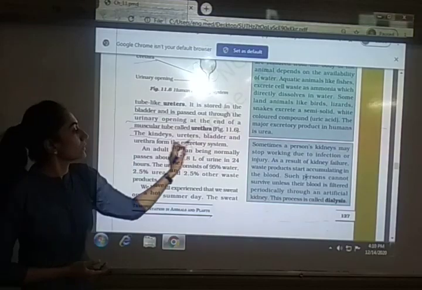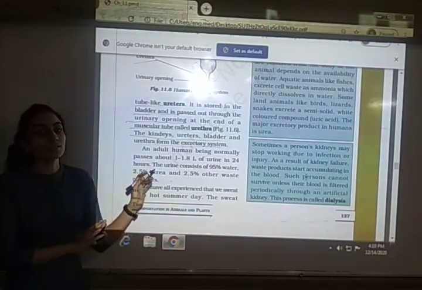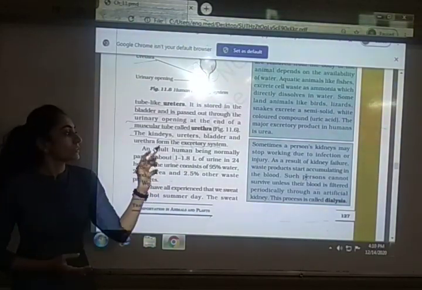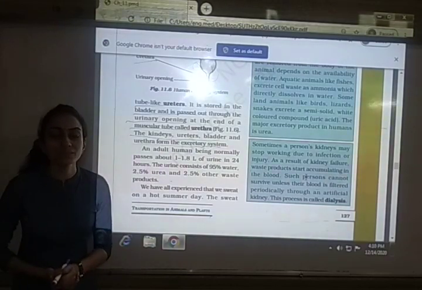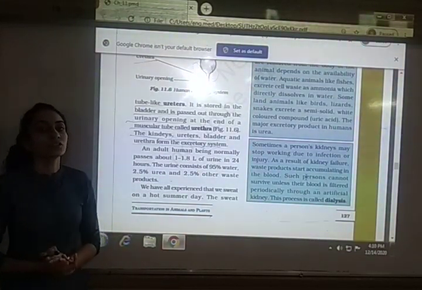The kidneys, ureters, bladder, and the urethra all work together to perform the function, and make up the excretory system. So these are all the parts of the excretory system: the kidney, ureters, urinary bladder, and urethra.